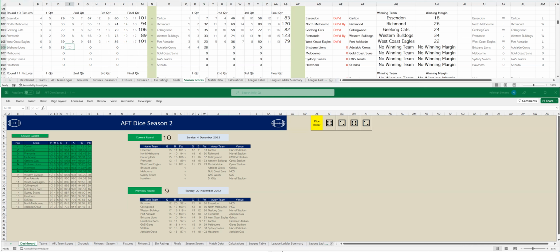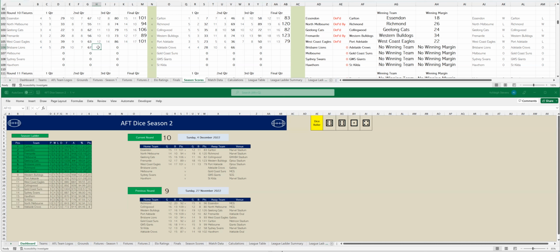Brisbane have kicked 6 goals 2. It's 10 goals 7. To Adelaide 6 goals 2. So that's 10 goals 6. And at half time, there's only 1 point in it. Let's go to the third quarter.